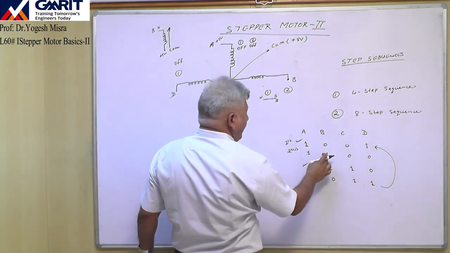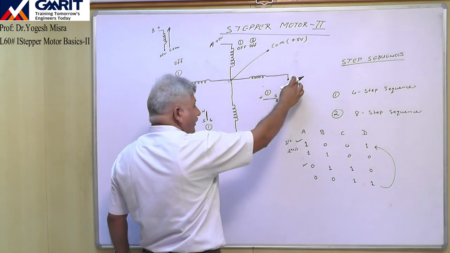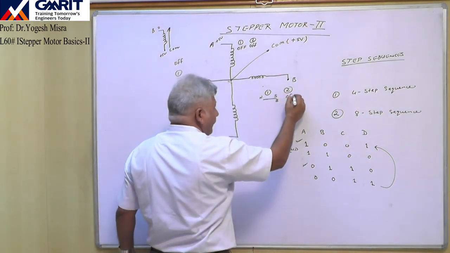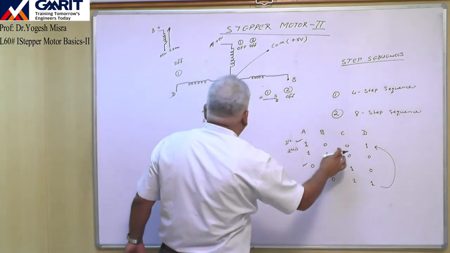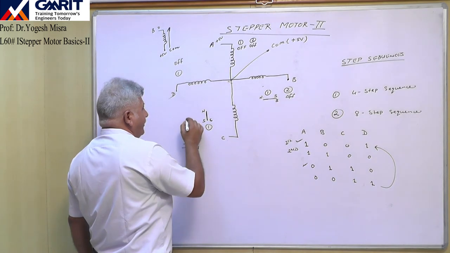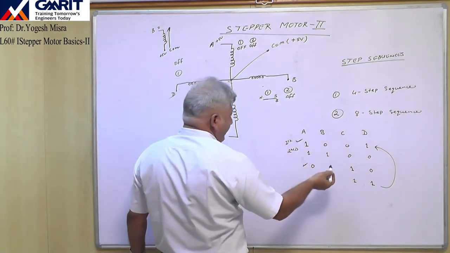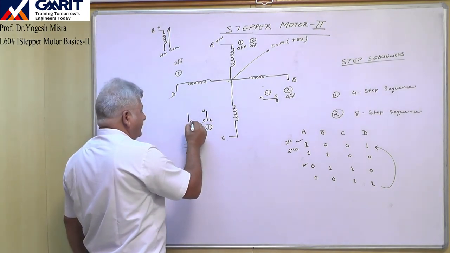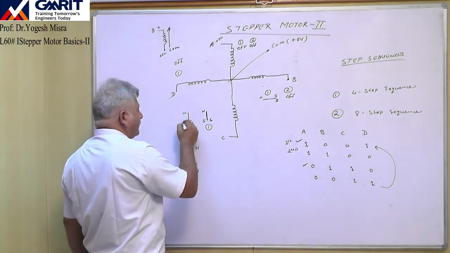For B, now B is 1. So if we apply 1, it means there is no magnetic field, so this is off. C is 0. Now C is 0, so in the second step, C is 0 means again it will energize like this, C, north pole, south pole.